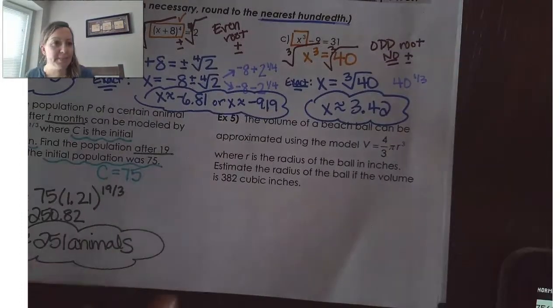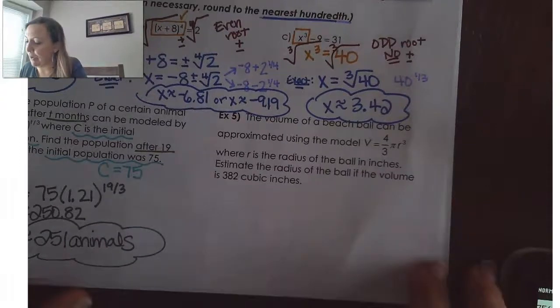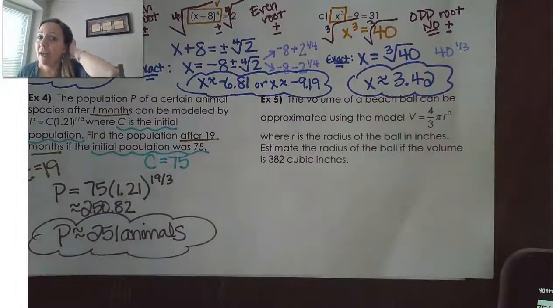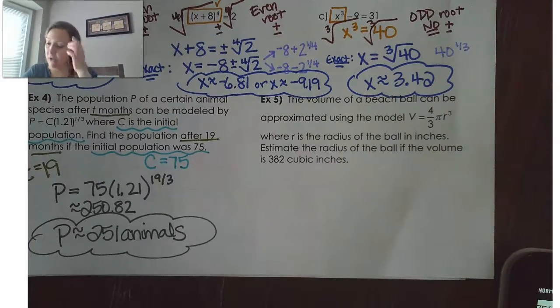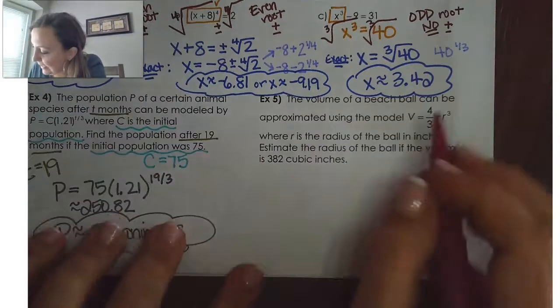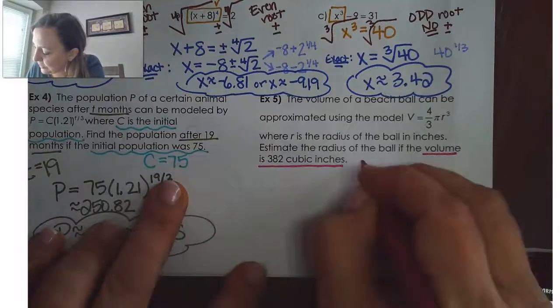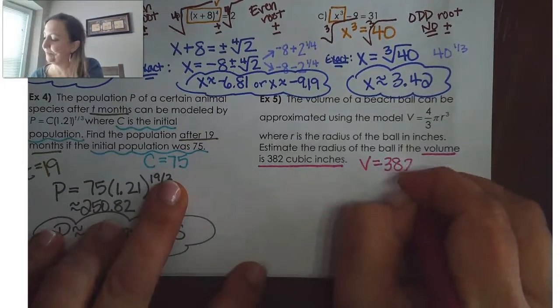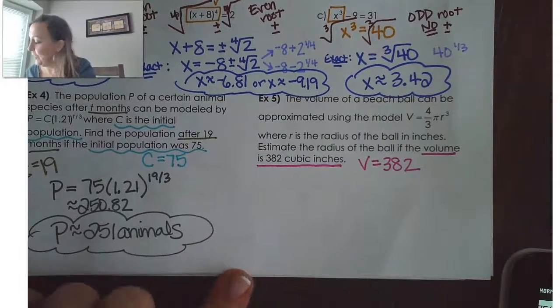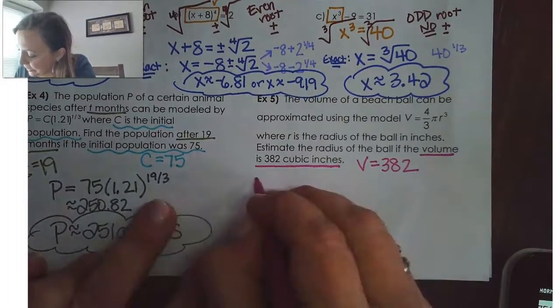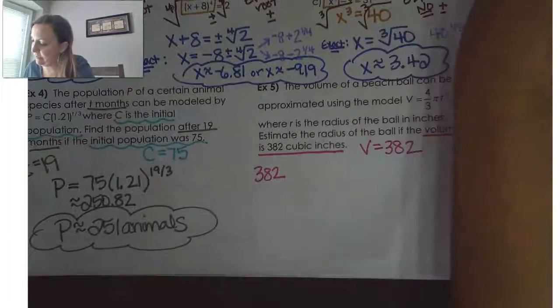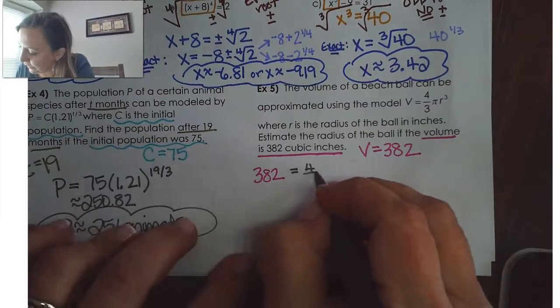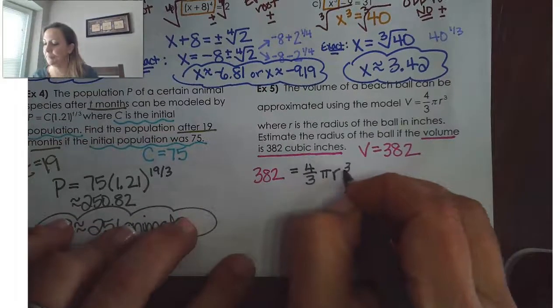Volume of a beach ball. I bet you guys did something like this one in geometry. The volume of a beach ball can be approximated using the model V equals 4/3 pi r cubed, where r is the radius of the ball in inches. It wants us to estimate the radius of the ball if the volume is 382 cubic inches. So this is saying the volume is 382 cubic inches, so that's what we're going to put in for V. So we'll say that 382 is going to go in for V, equals 4/3 pi r cubed.